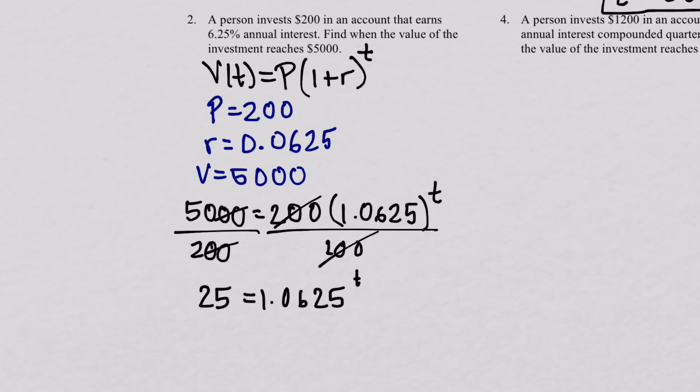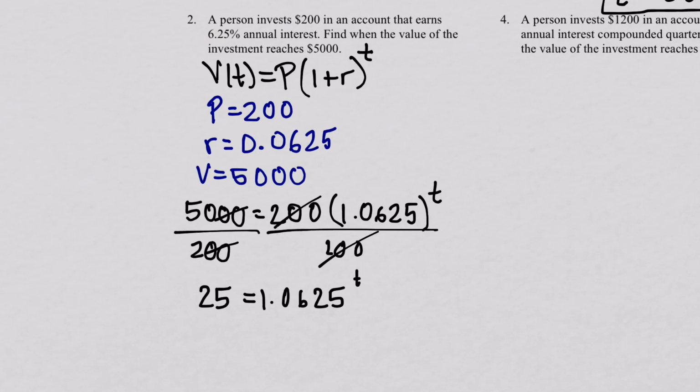And then you're going to graph that. After that, you're going to go to second trace, which is the calculate menu. Once you go into the calculate menu, you're going to choose option number 5, which is to find the point of intersection.